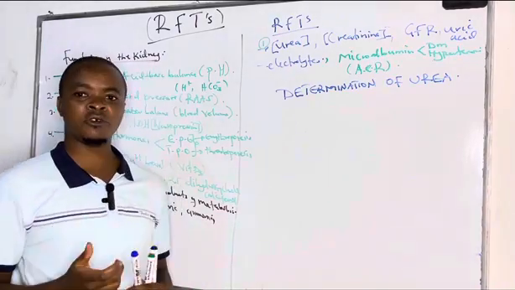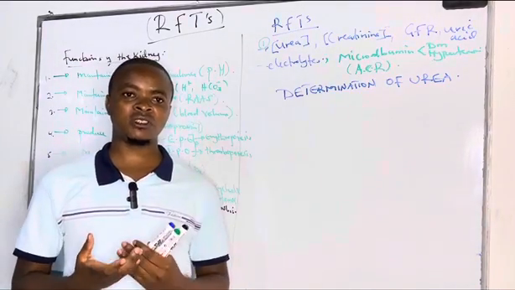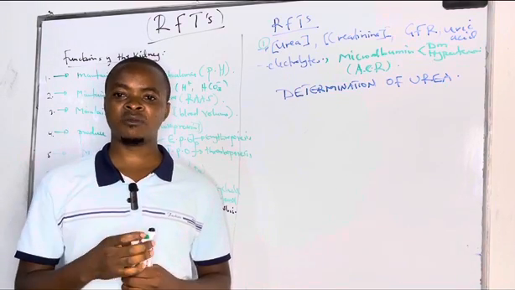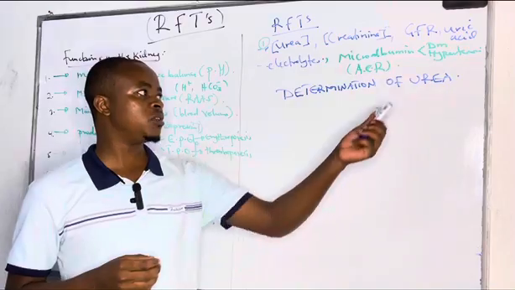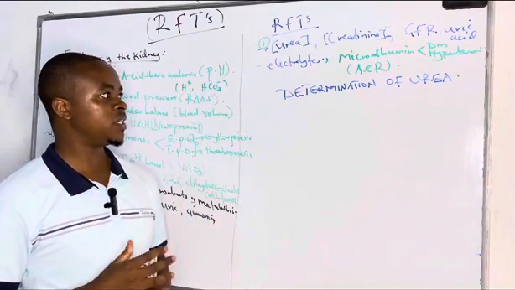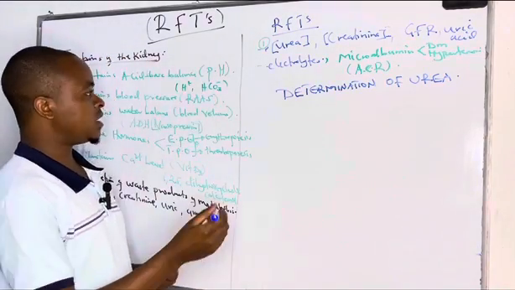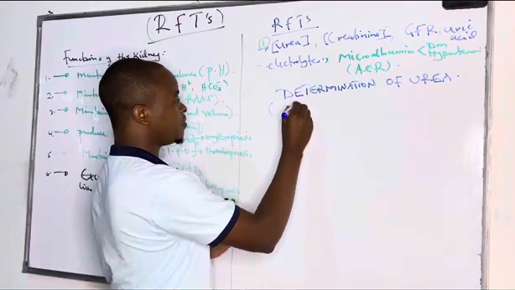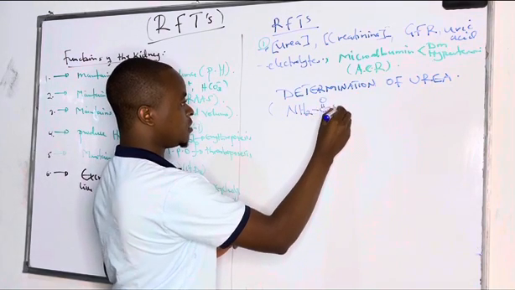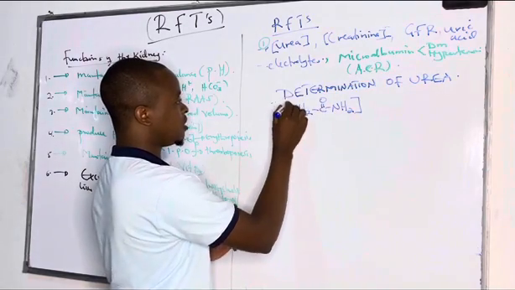There is a video which I released about urea formation. Please, if you haven't watched it, you can always visit it: how urea is formed in the body. Because it is important to know how it is formed before we assess it or determine its concentration. So this urea has this molecular formula, whereby it has 2 amine groups. So this is the formula of urea.